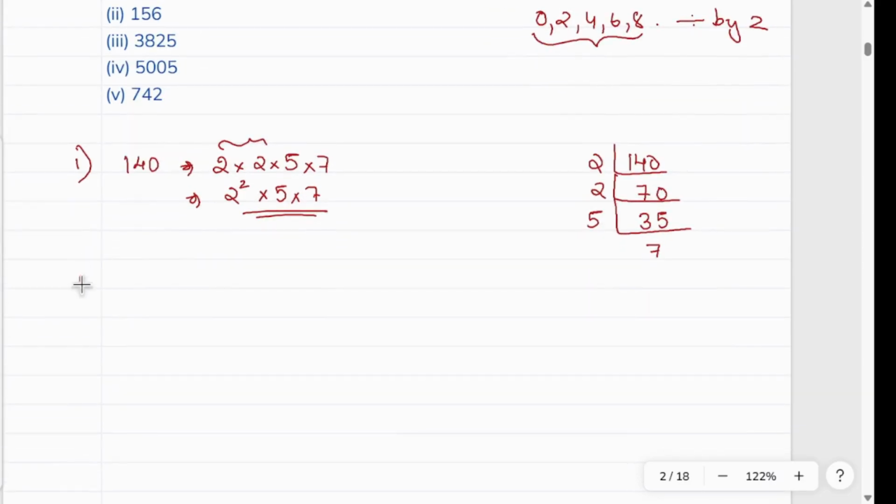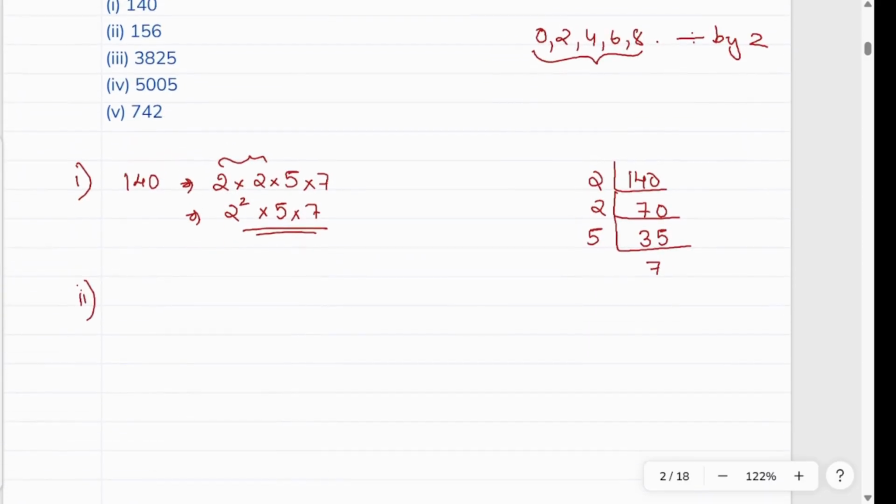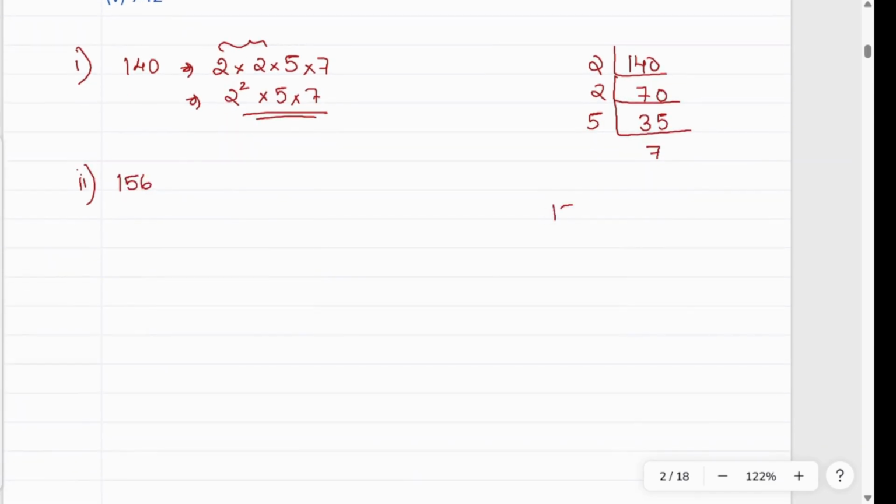Now, the second one is 156. So, 156, how can we do that one? Similarly, I have to divide it by 2. Since the ending number is 6, I can divide this number by 2. So, what is that? 7 2s are 14, remainder 1, 16, 8 2s are 16. Then, again, I can divide this number by 2. Now 7, right? 3 2s are 6. Then remainder 1, 18. 9 2s are 18.